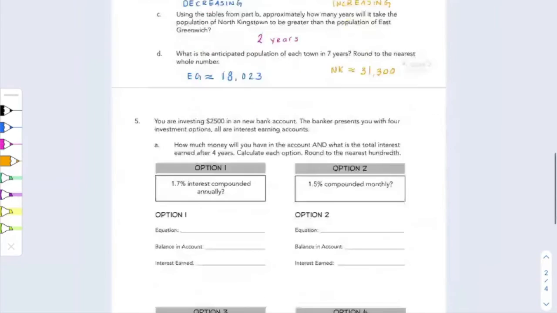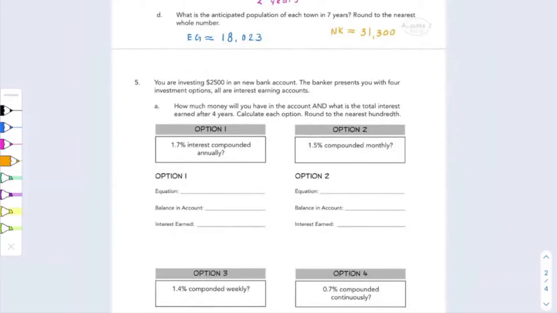There's going to be a problem like number 5 on your CCA as well. So I'm just going to go over one of the options because they're all very similar. So if you can see how I do one of them, you should be good for the CCA on Friday.